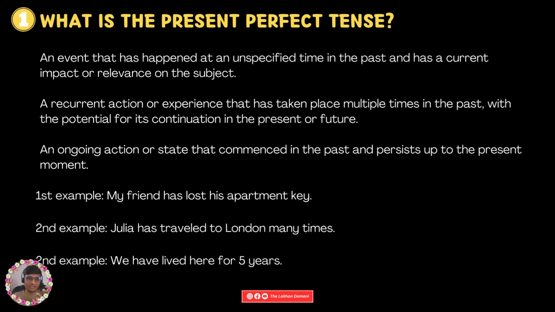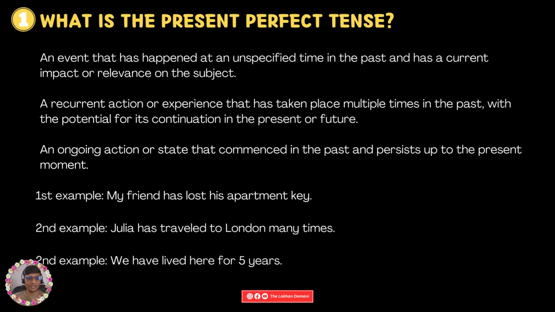Now the second definition, and then we can recap all of them. A recurrent action or experience that has taken place multiple times in the past, with the potential for continuation in the present and future. This means something that happened many times in the past still has some chance to happen at this moment or in the future.